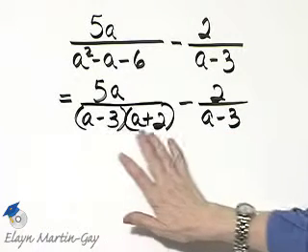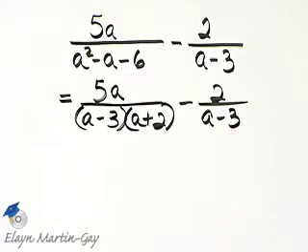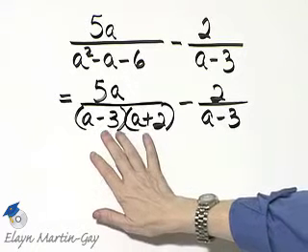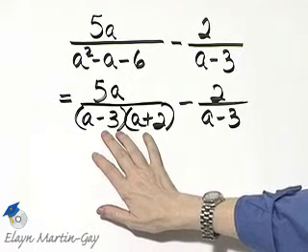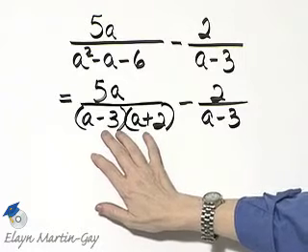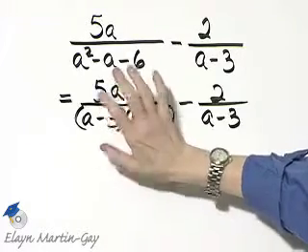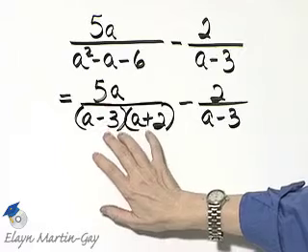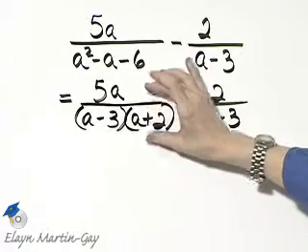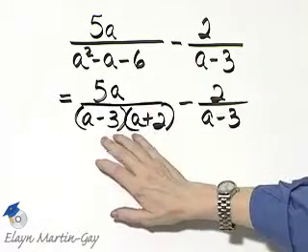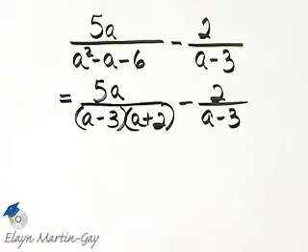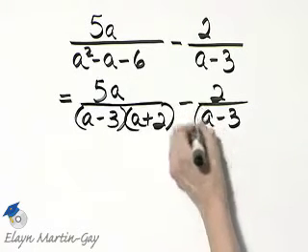And now look at these factors. What would be the least common denominator? It would be this denominator, a minus 3 times a plus 2. So I want to rewrite each fraction so that it has this denominator. Now obviously this fraction already has this denominator. Let's go ahead and look at this fraction, or this rational expression.